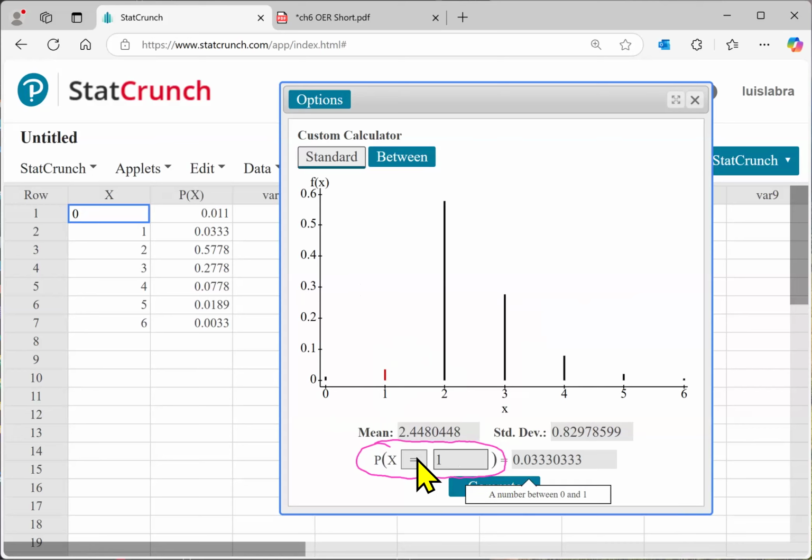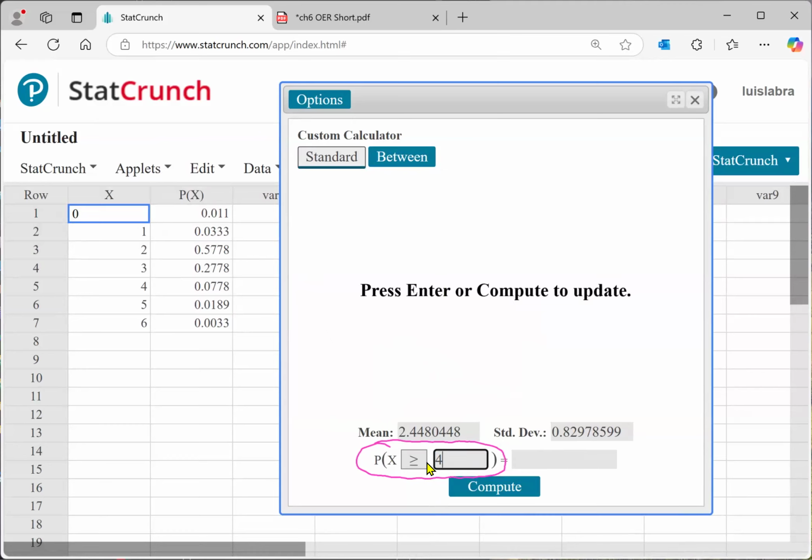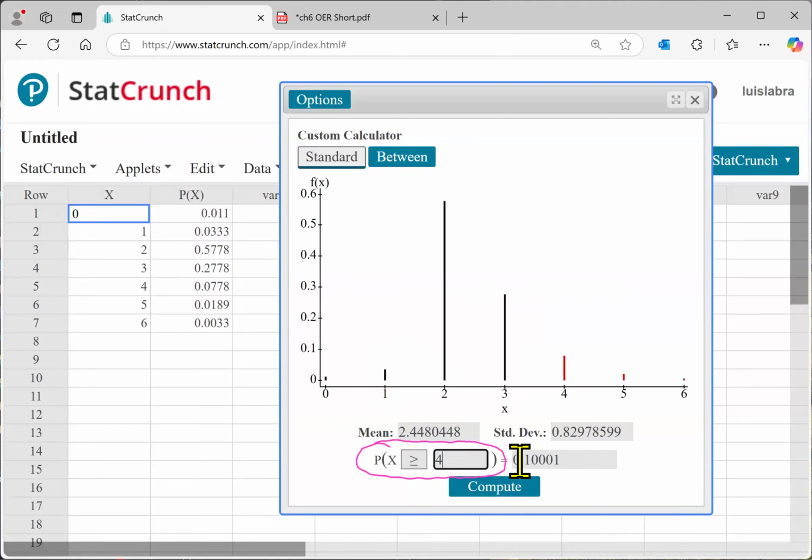We also went ahead and found the probability that X is greater than or equal to 4. We found it by hand earlier, and we got 0.1. Notice how StatCrunch is highlighting in red 4, 5, and 6, because that is what it is adding up. And so this is the reason why it's called a calculator. We're going to go ahead and use this tool a lot. So please make sure that you review this example and let me know if you have any questions.